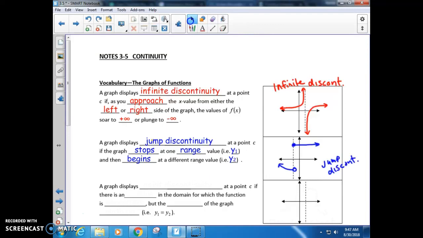So you can see jump discontinuity, you're coming along. So if I'm thinking about, I'm coming here and I hit this value, but then when I begin again, I jump up to here and keep going. So it's not continuous because it changes the y value you were at.